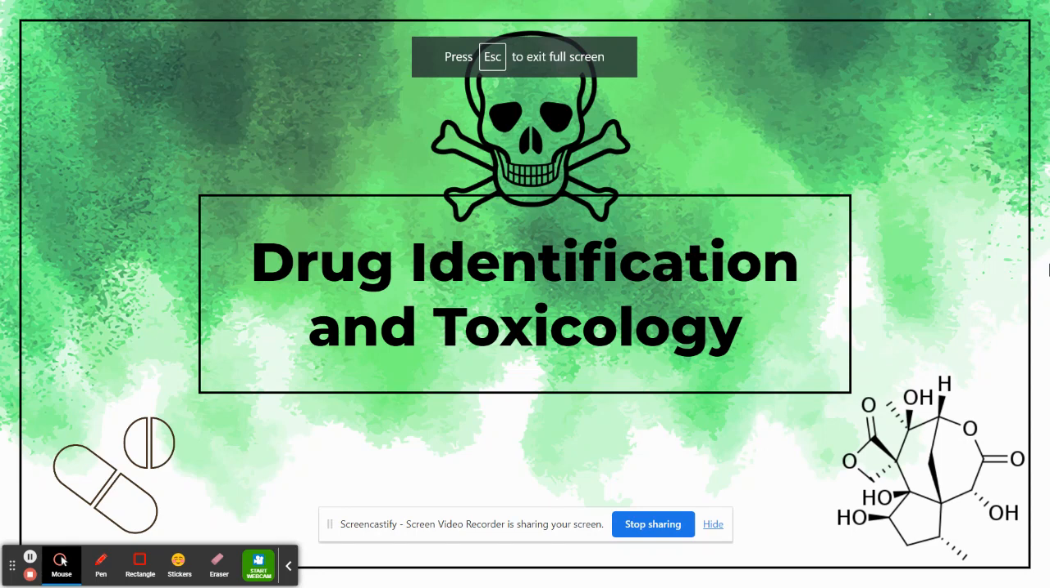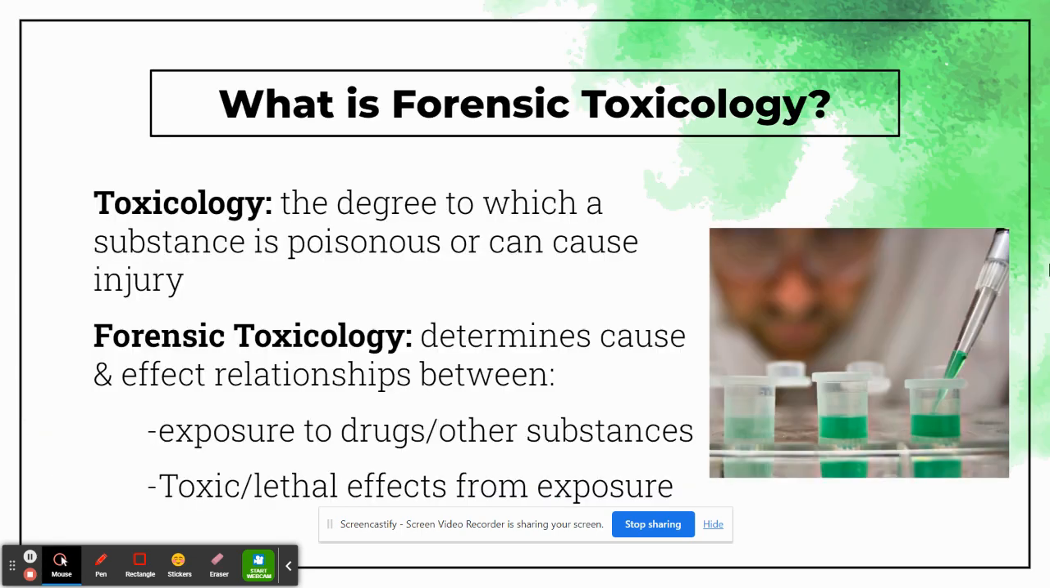Hi, everyone. Today we're going to be talking about toxicology and how drugs are identified within the field of forensic science and law enforcement. So, toxicology itself is the examination of a substance's ability to poison or injure someone or perhaps even kill them. So, when we're looking at forensic toxicology, you're trying to determine if there's a link between someone's cause of death with a substance that's been ingested by them.